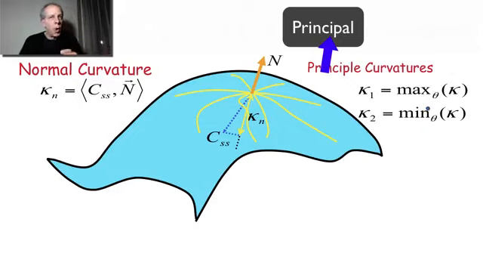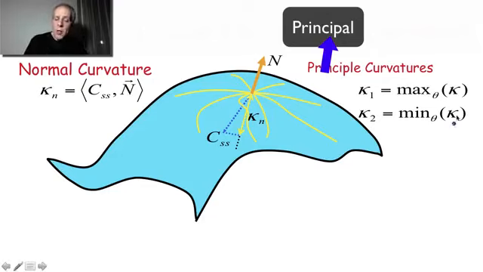Sometimes there's more than one. For example, a sphere might basically have more than one. All directions are the same. But for regular surfaces, you have at least one which is the max and the other which is the min. And those are called the principal curvatures of the surface. I'm going to just tell you a bit of extra information. The curve that gives you the max and the curve that gives you the min are perpendicular to each other.